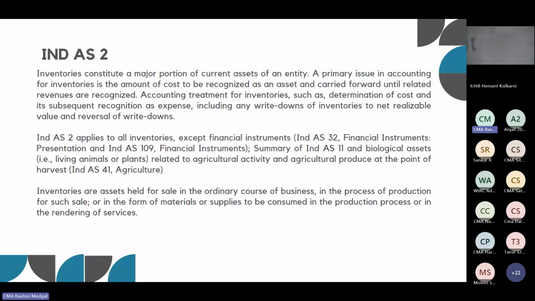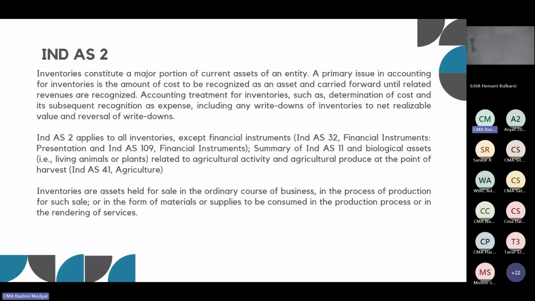Okay, so material is valued depending on whether I wanted to make a sale out of it, whether I wanted to make a profit on it or not. Ind AS applies to inventory except financial instruments, because financial instruments have different standards, like Ind AS 32 and 109.